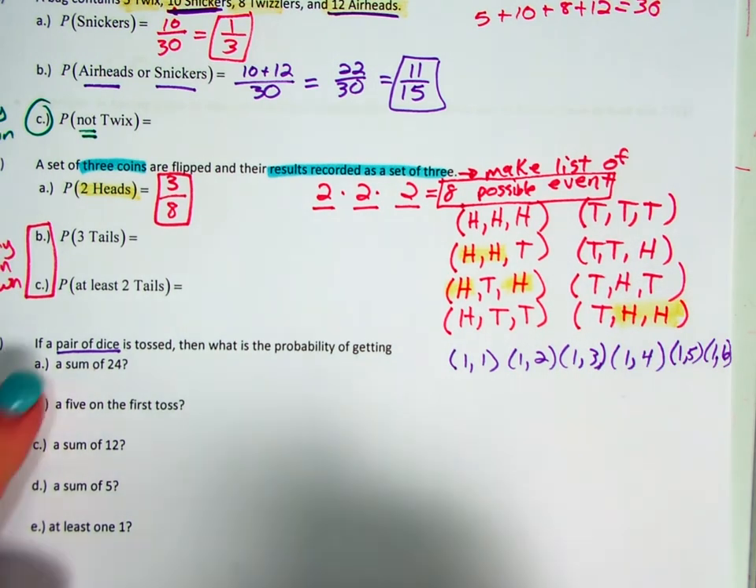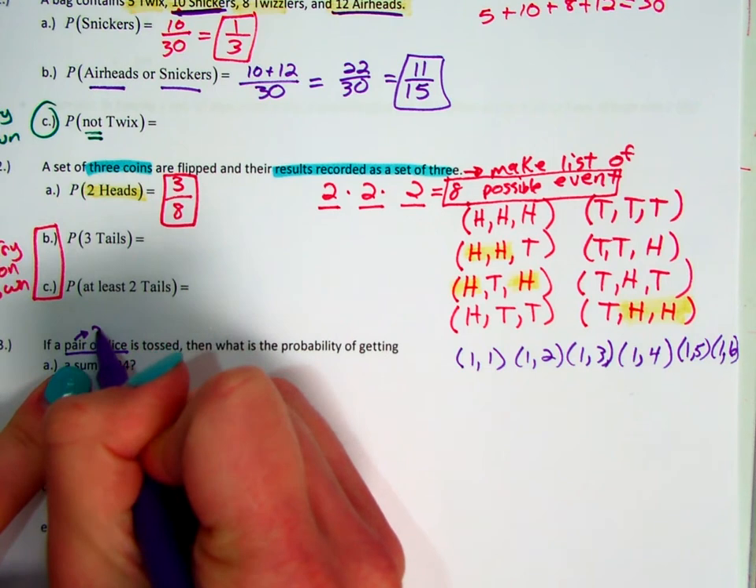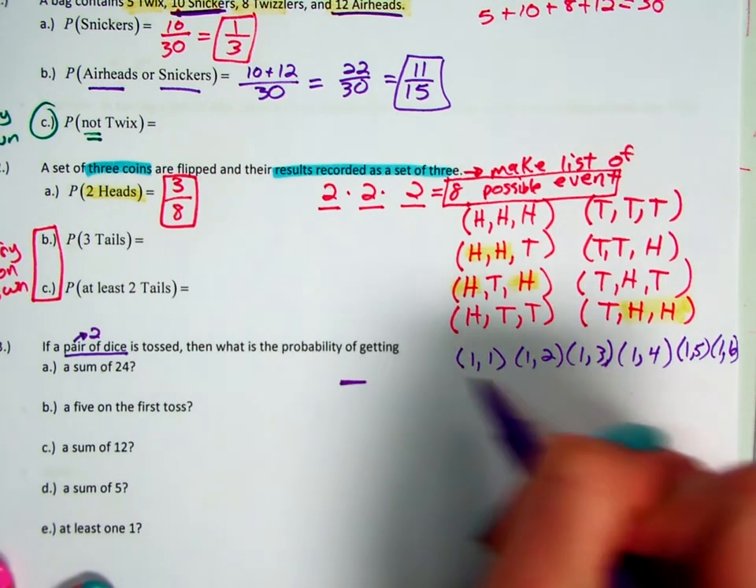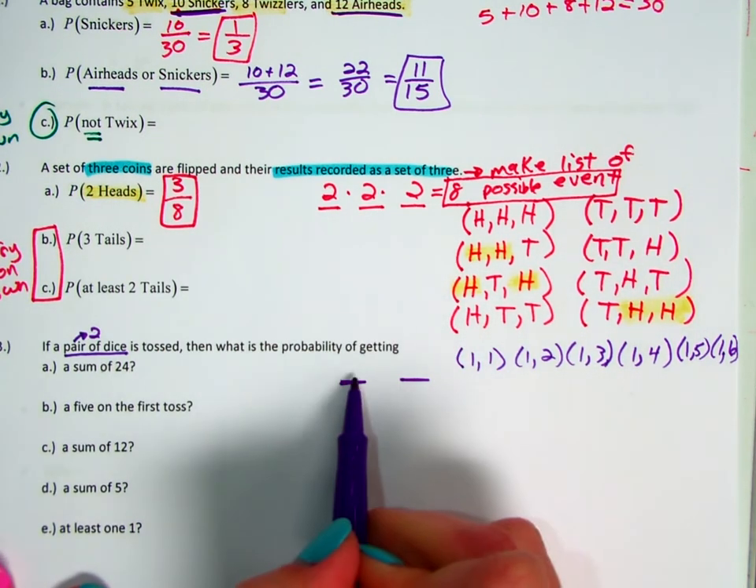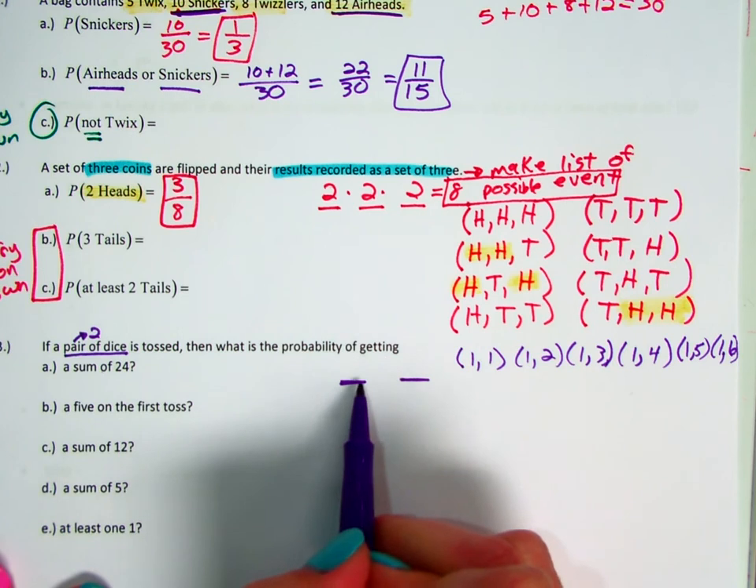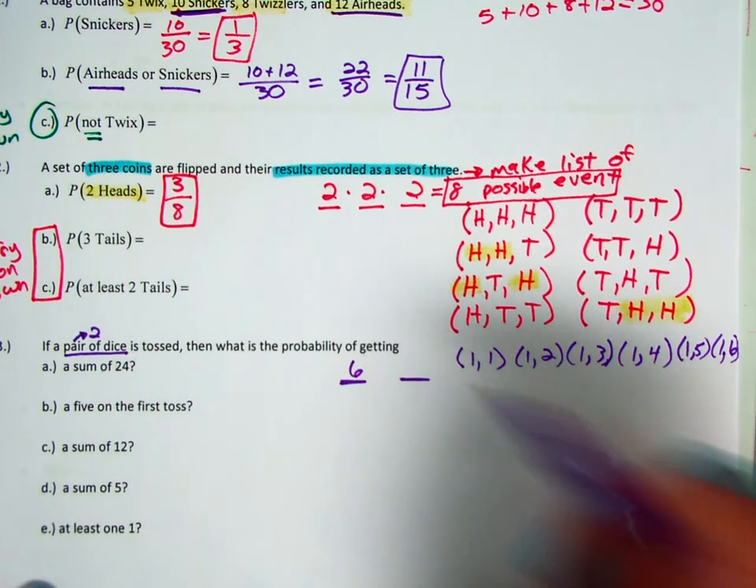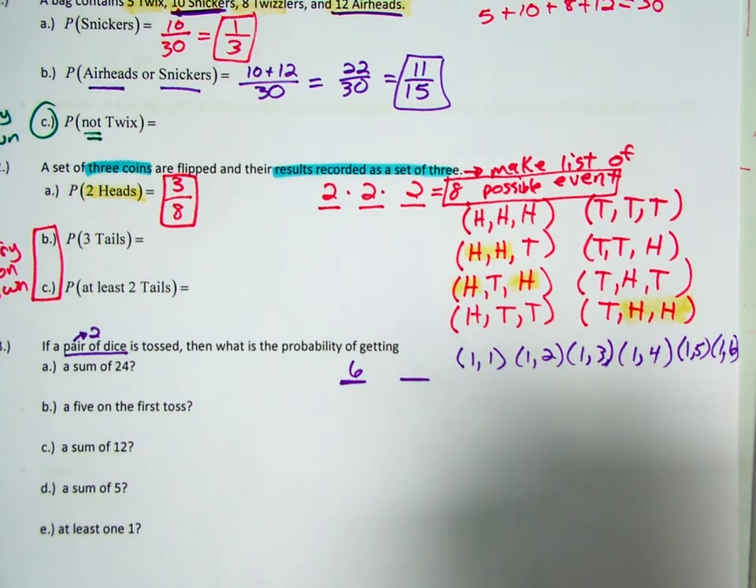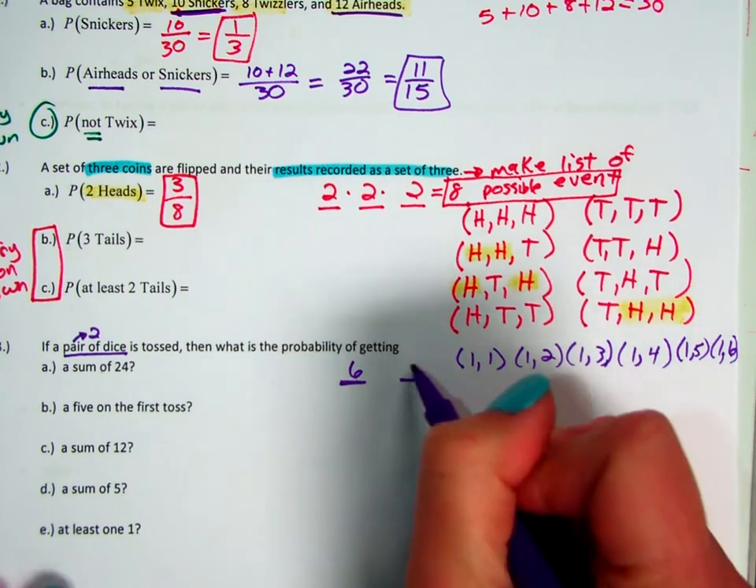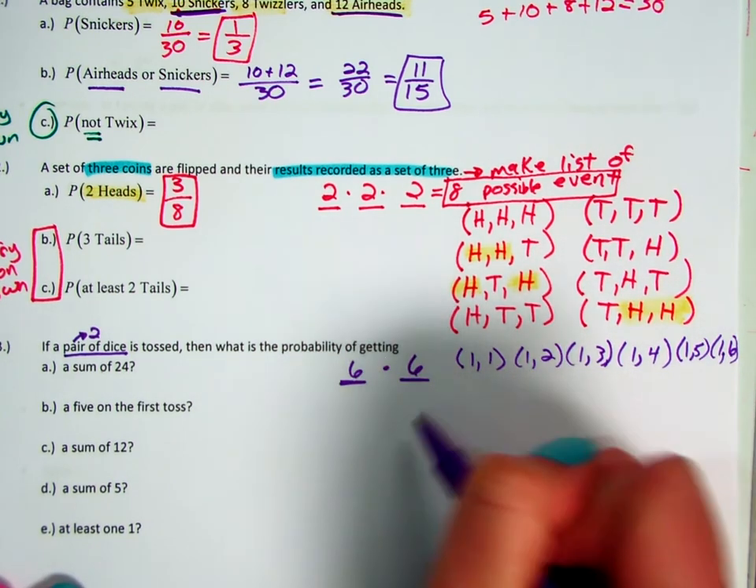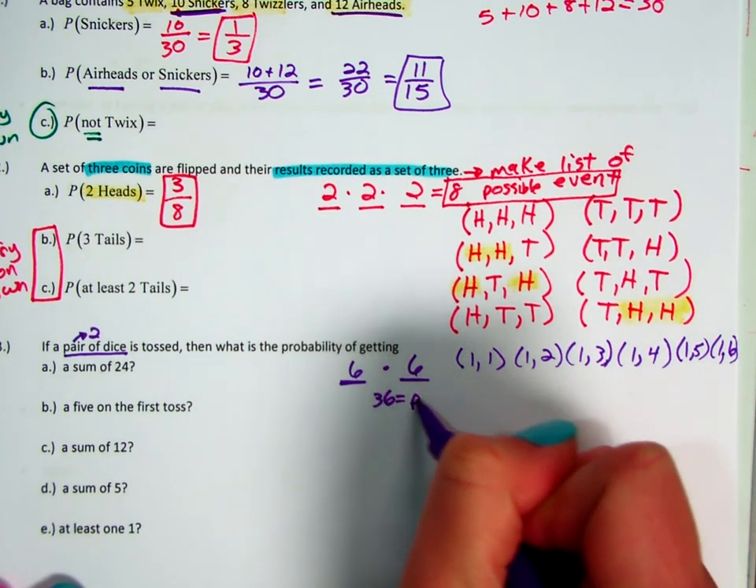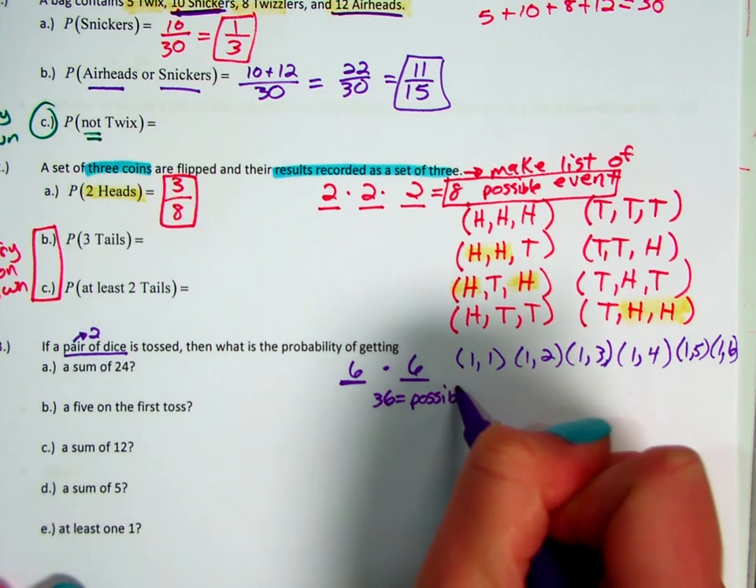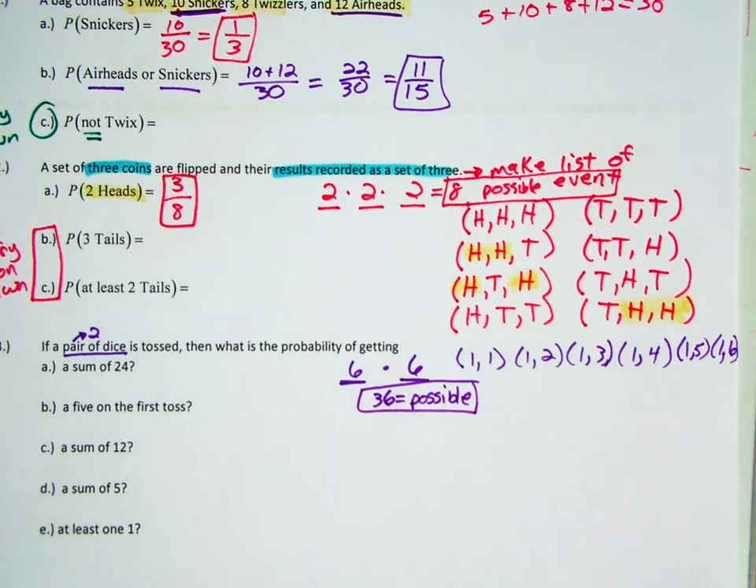But again, if we're tossing a pair, means 2, right? So I have 1, 2. And how many options do we have for the first die? Well, 1, 2, 3, 4, 5, 6 means 6, because there's 6 different ones on each side. And then 1, 2, 3, 4, 5, 6 is 6 for this one. Multiply it together, and there are 36 possibilities. So these are my 36 different events that can happen.